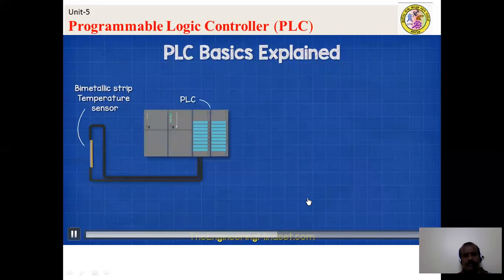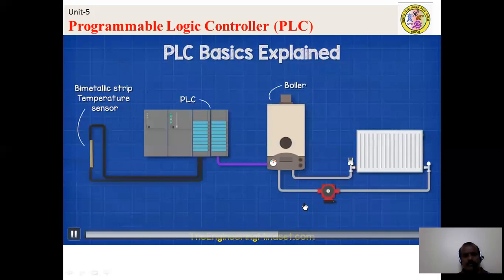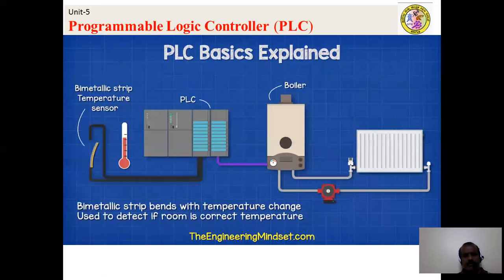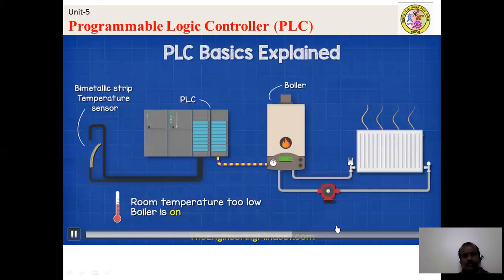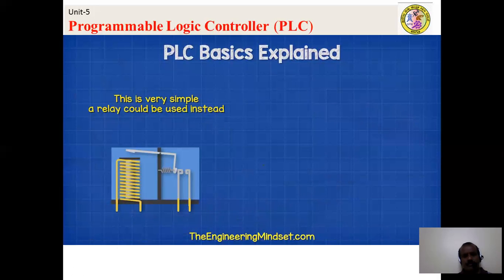We have a bimetallic strip temperature sensor, a PLC, and a boiler. The bimetallic strip bends as it becomes hot and cold, so we can use this to detect if the room is at the desired temperature, and from this control the boiler. When the room is at the correct temperature, the circuit is complete and the PLC receives a signal, so the boiler is off. When the room temperature drops, the circuit is no longer complete and the PLC detects this change on the input. It reacts by sending an output signal to turn the boiler on.